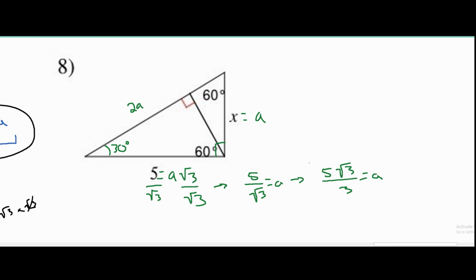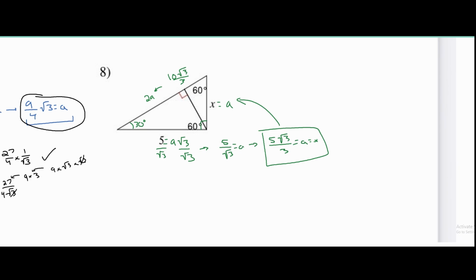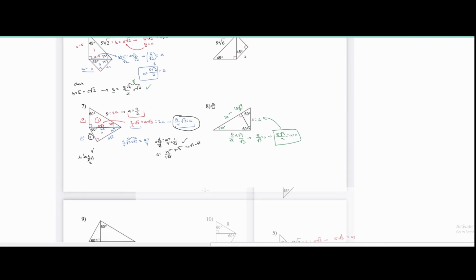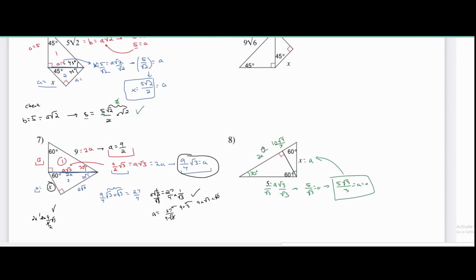From here, we're just going to plug this in. So we've actually just found a. So this is going to be equal to x, so this is our answer for x. If we wanted to solve it for here, we would just plug it in. We have 2 times 5 square root of 3 divided by 3, which is going to give us 10 square root of 3 divided by 3. And that's the answer for that side length, and that is the work for this problem.